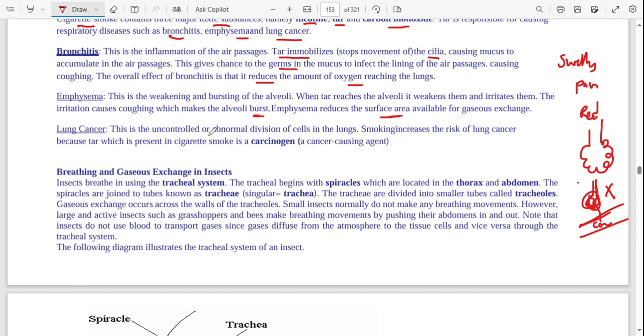Lung cancer is the uncontrolled or abnormal division of cells in the lungs. Smoking can increase lung cancer because tar, which is present in cigarettes, is a carcinogen. It is a cancer agent, so it increases cell growth. Abnormal growth of cells is what we call cancer. Right? So basically, this is it on the respiratory system.